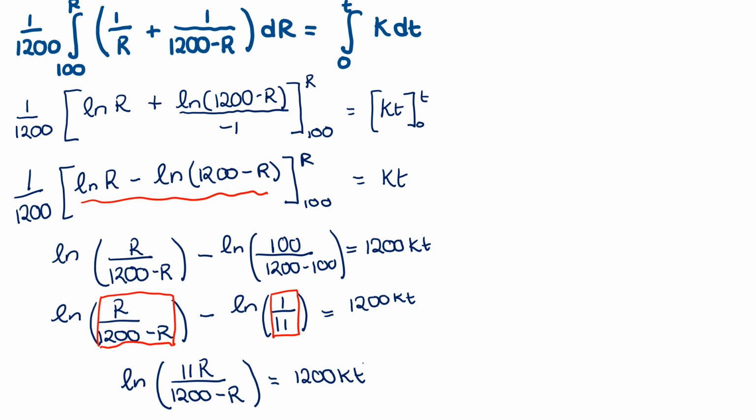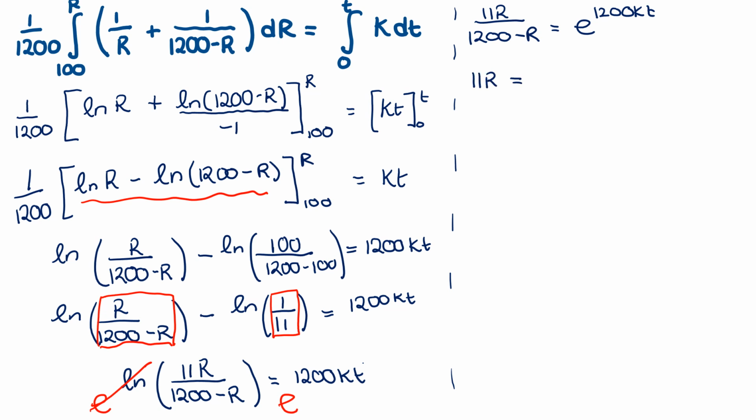Now, what I like about that is the fact we're not left with any big nasty decimals. Now I can take e to the power of each side. e and natural log undo each other, which leaves us with 11R over 1200 minus R is equal to e to the power of 1200 KT. We want to get that R on its own, so we're going to need to multiply out that fraction.